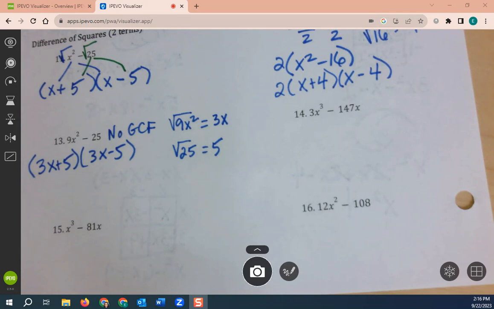Okay, in 14, 15, and 16, here's a hint. All 3 of them have a greatest common factor. So before you start square rooting them, you need to first find the greatest common factor of each one, okay? While you guys are working on those, I'm going to be looking at your Delta Math.